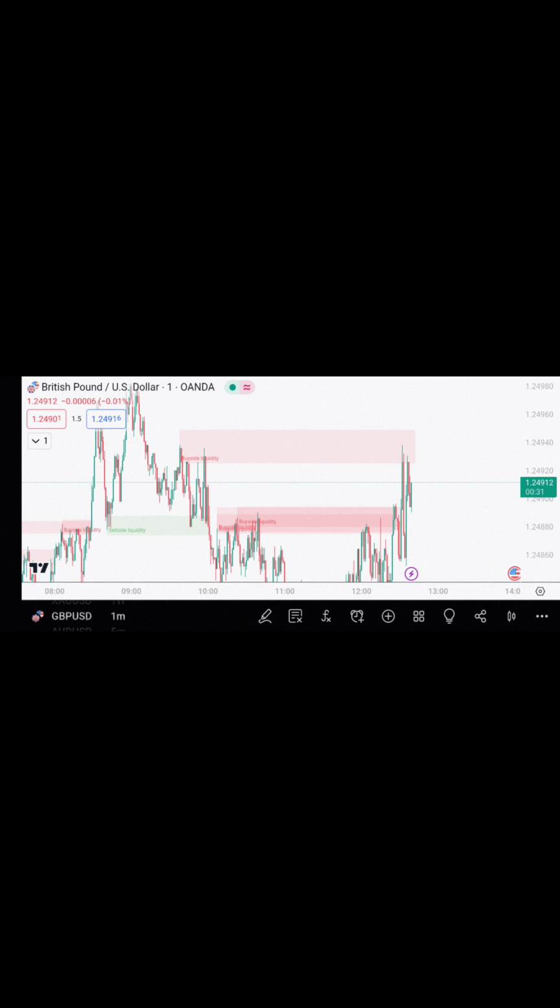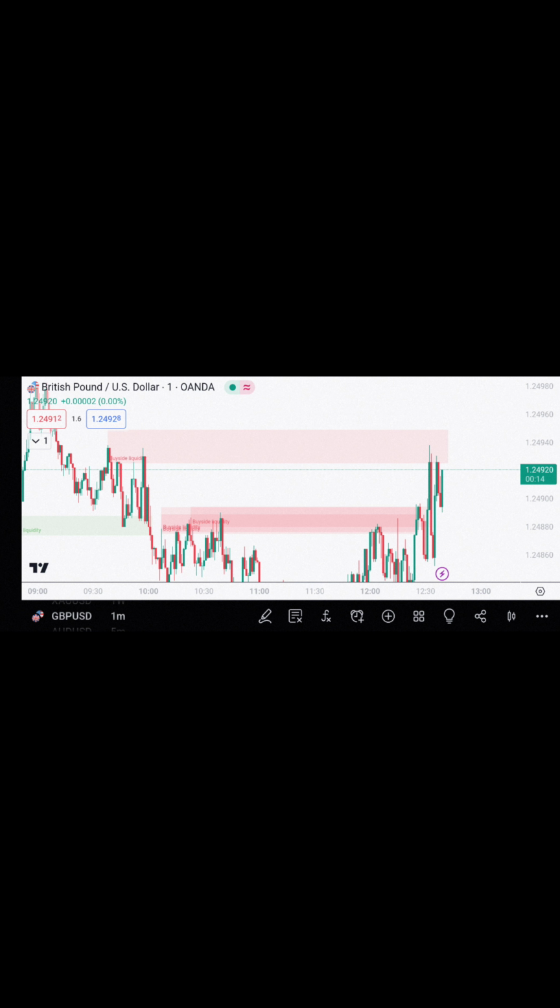Either you're trading gold, currencies, metals, Nasdaq, whatever you're trading, this is for the financial market. I'm on the 1 minute time frame, as a matter of fact, and this is GBP.